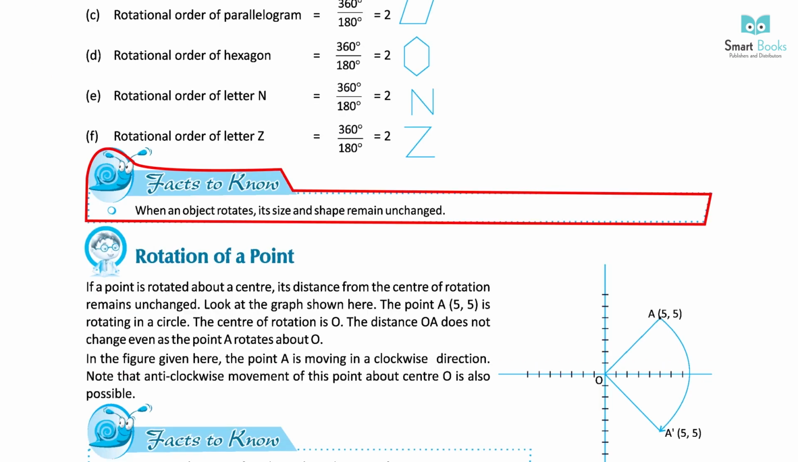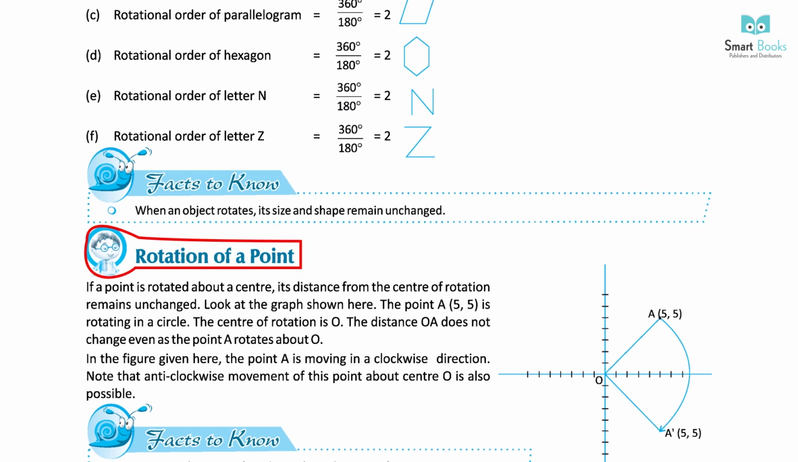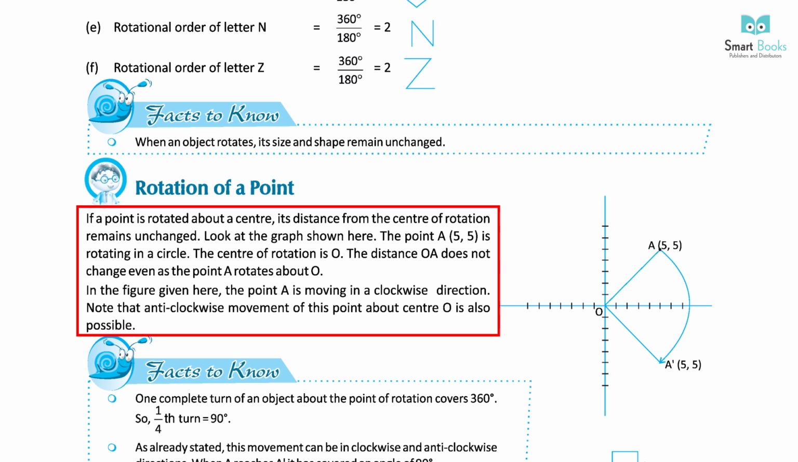Facts to know. When an object rotates, its size and shape remain unchanged. Rotation of a point. If a point is rotated about a center, its distance from the center of rotation remains unchanged. Look at the graph shown here. The point A (5, 5) is rotating in a circle. The center of rotation is O. The distance OA does not change even as the point A rotates about O. In the figure given here, the point A is moving in a clockwise direction. Note that anti-clockwise movement of this point about center O is also possible.